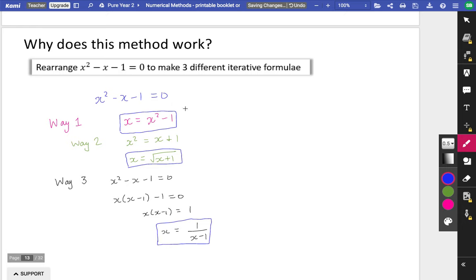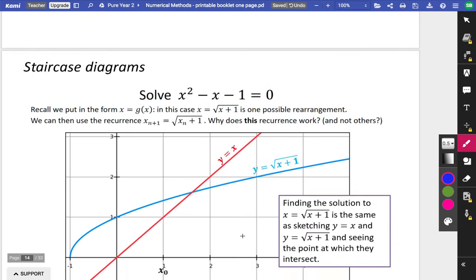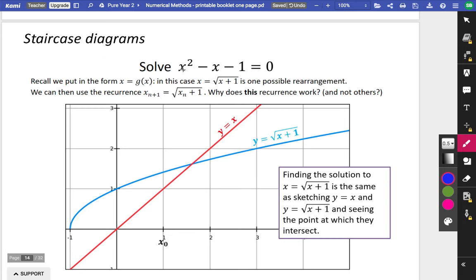And we're now going to try and explore why this iteration method even works, and how you have to be careful with what you're using, okay? So let's scroll down a bit, and we're going to look at something called staircase diagrams.